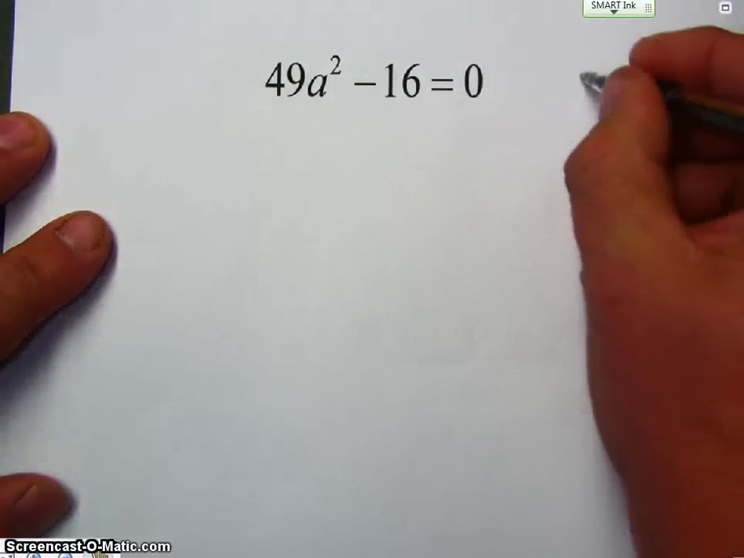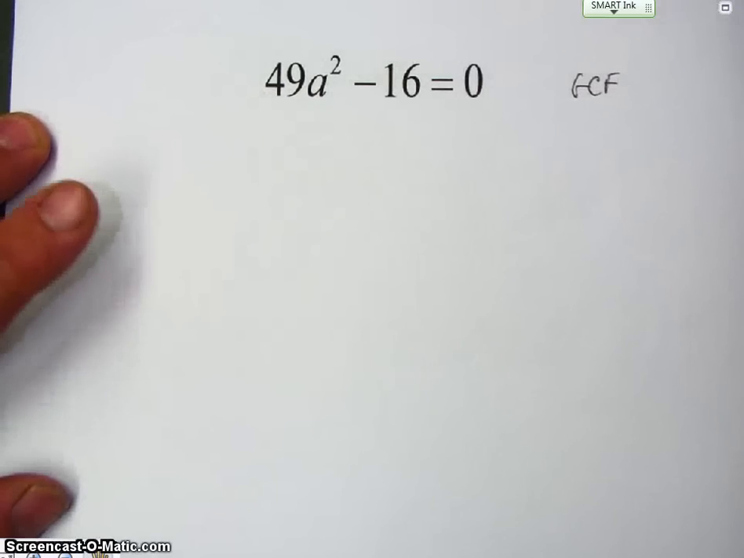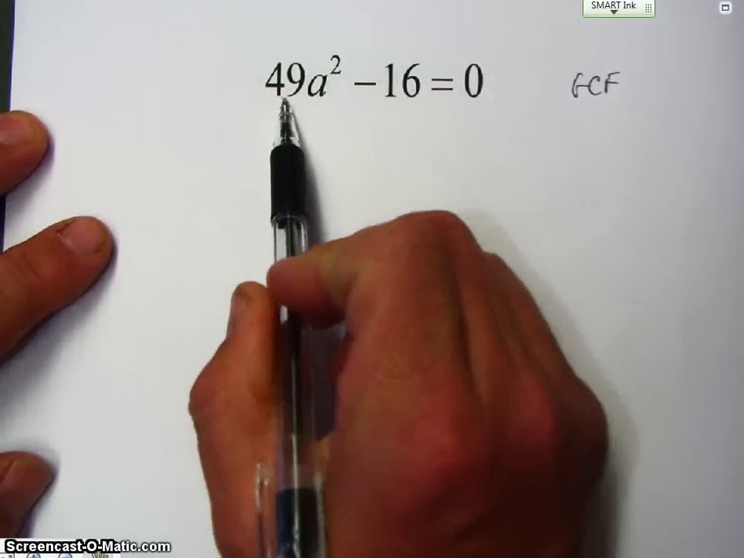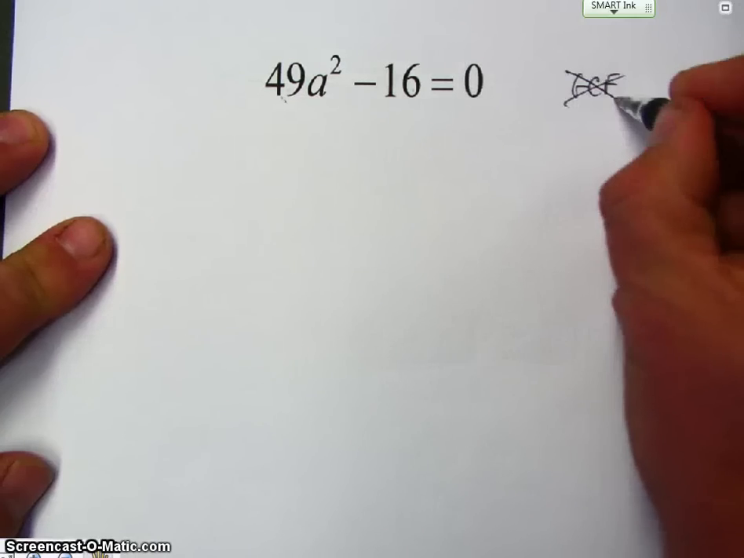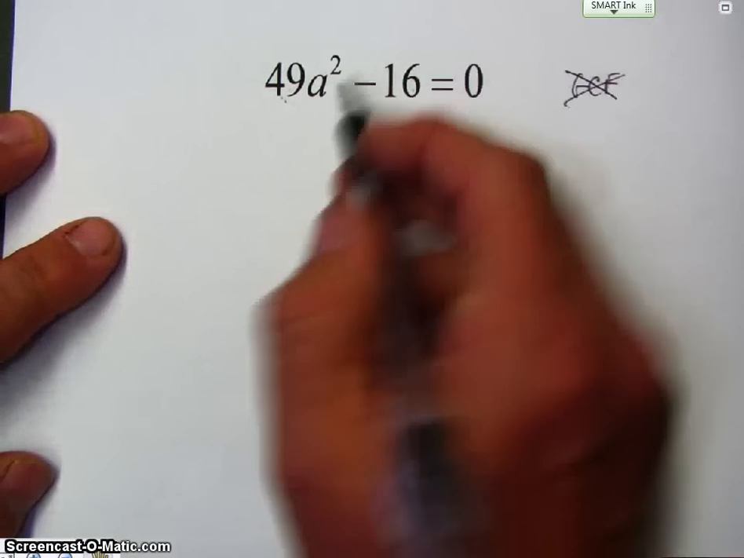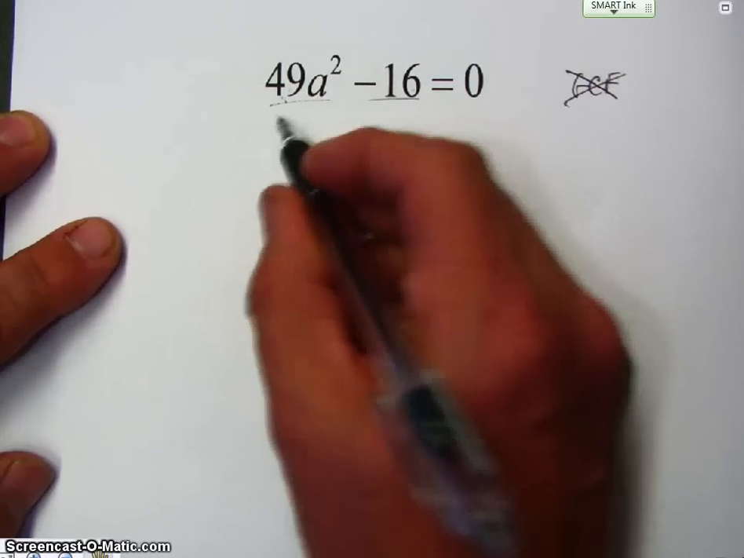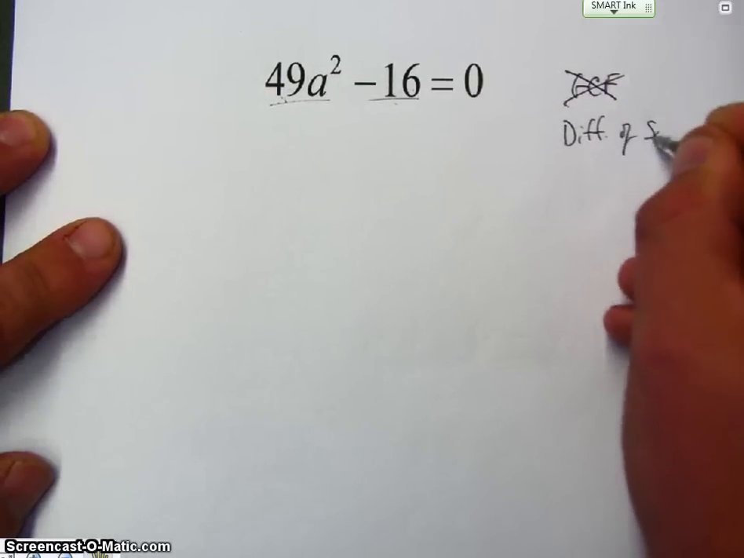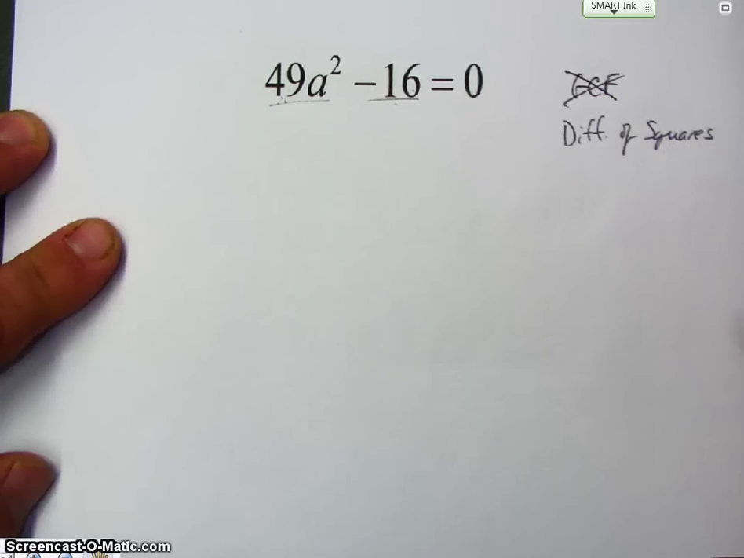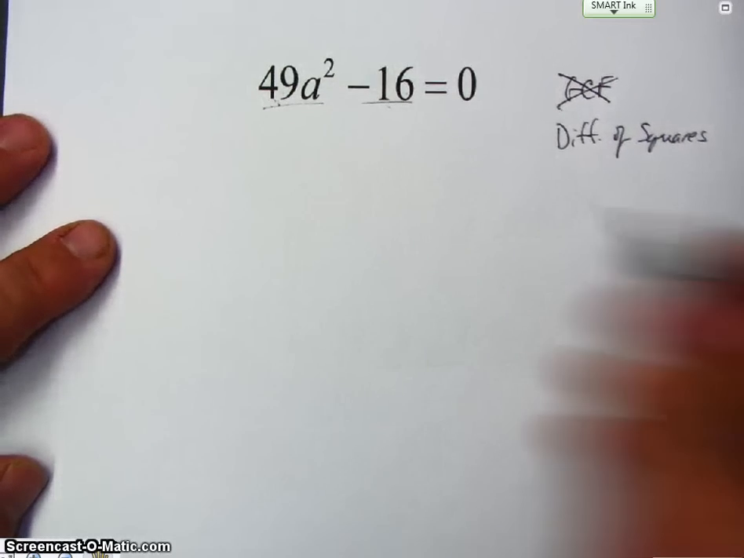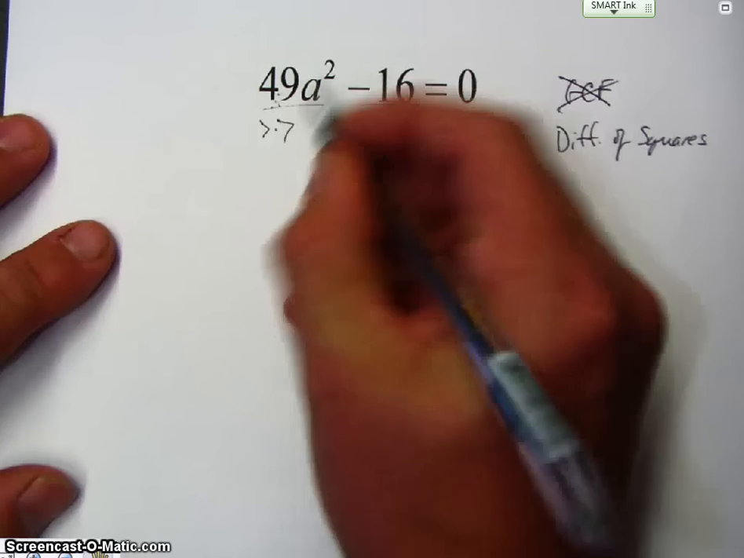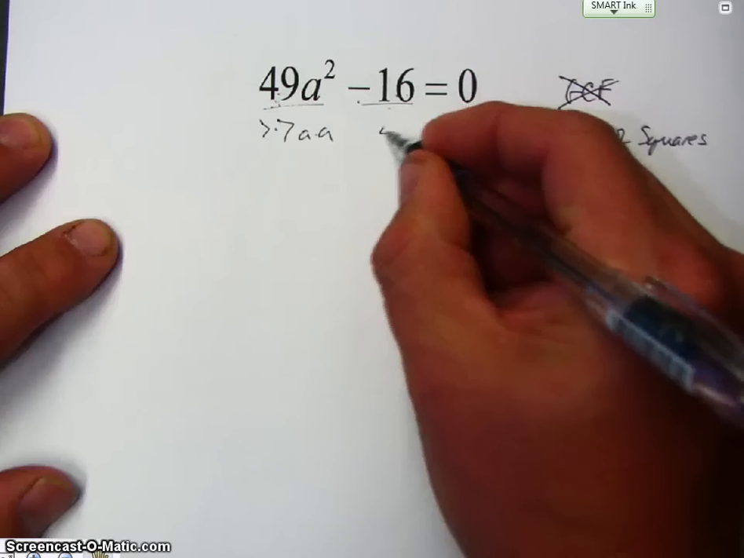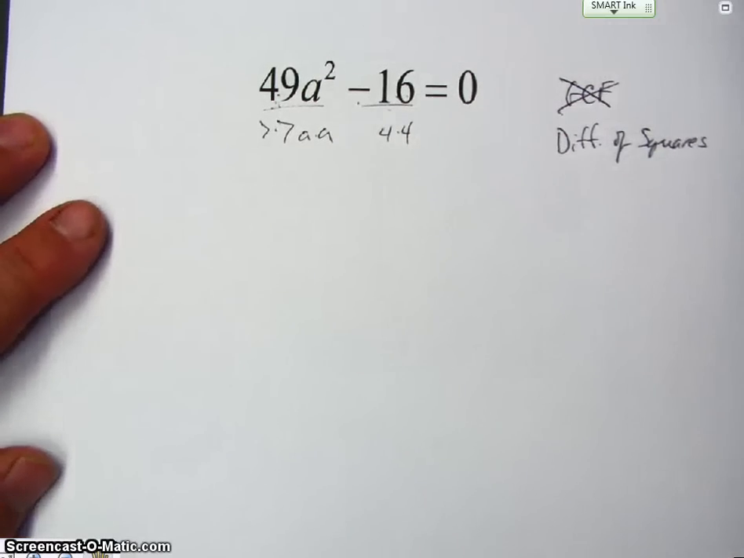So do I use GCF first? Let's see here. Is there anything common in these 2? No. All right, so there's no GCF. Now this is how many terms? 1, 2. So there's 2 terms, so it has to be difference of squares. Right? Is it the difference of squares? Well, that's 7 times 7. That's a times a. Difference, all right. 16 is 4 times 4. Yes, it is difference of squares.